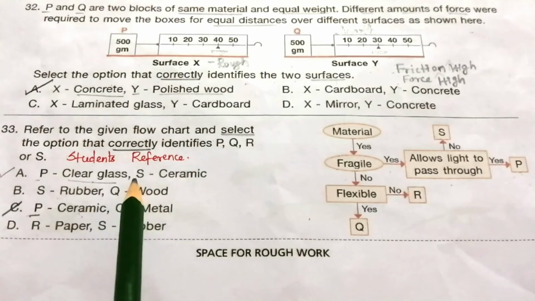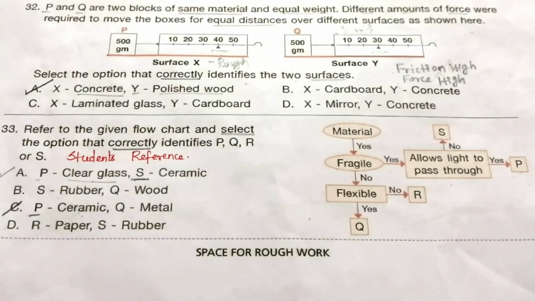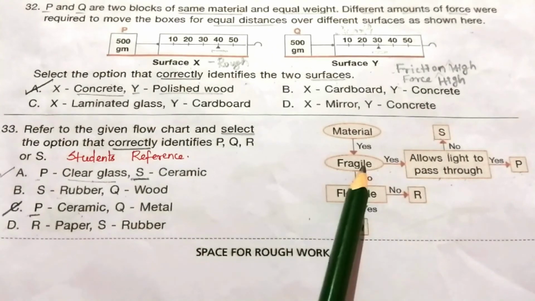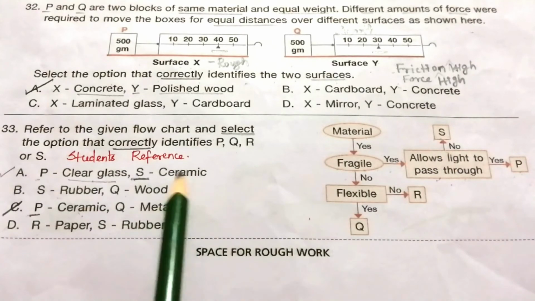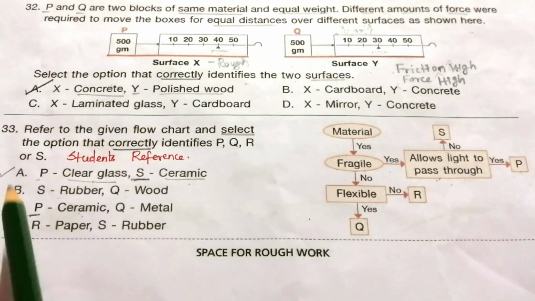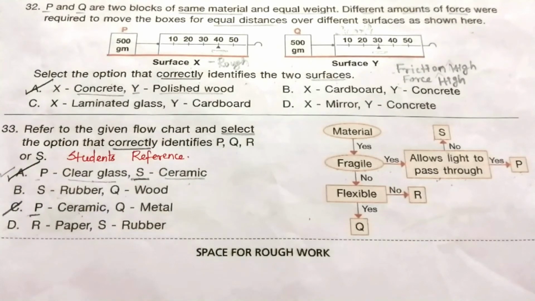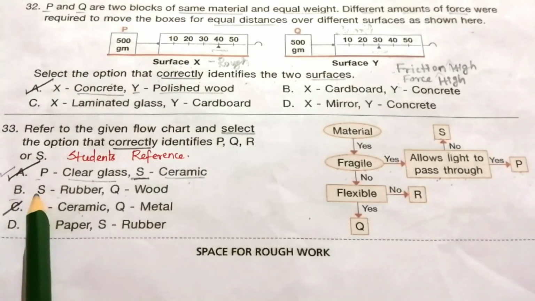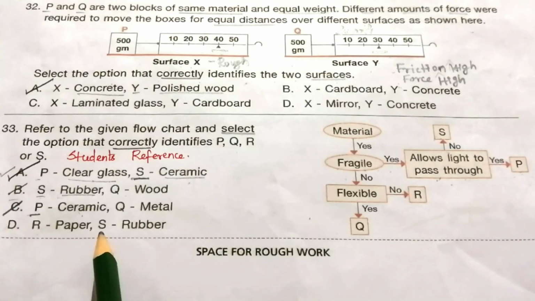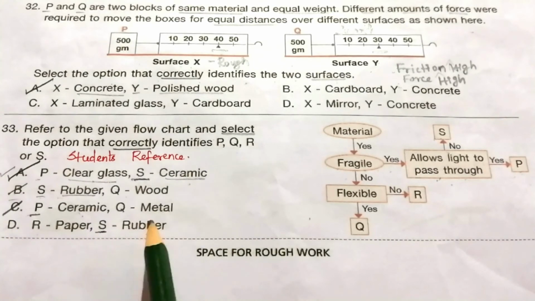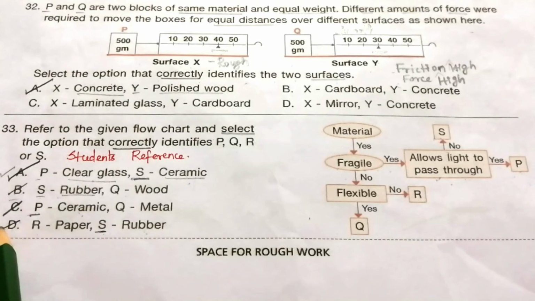Okay. So now we will check the answer for S. Allows light to pass through, no. Yes, this is easily breakable, but it doesn't allow light to pass through it. Okay, so it is ceramic. This is a correct one. So A is the correct answer. In B, S is given as rubber, but S is ceramic, so this is wrong. And in D also S is given as rubber, but S is ceramic, so this is also wrong. The correct answer is A.